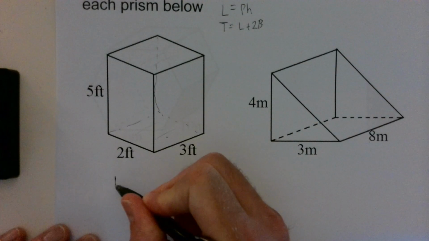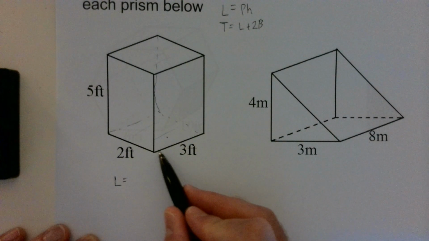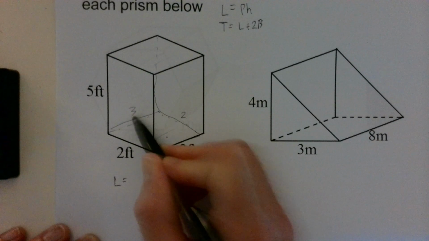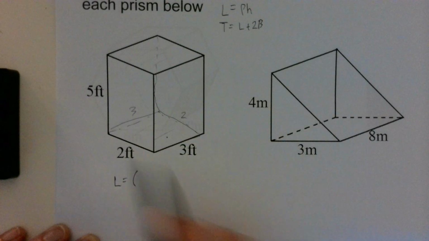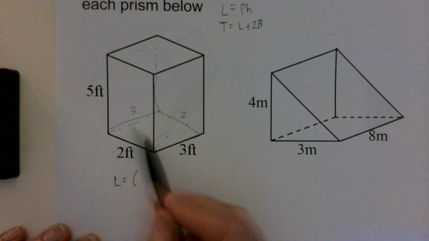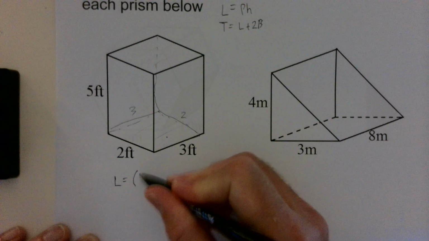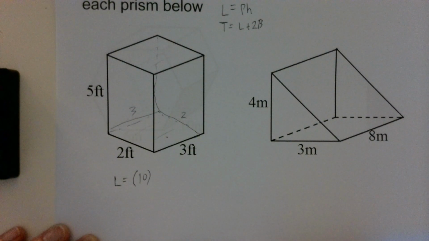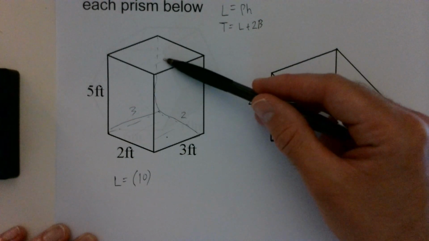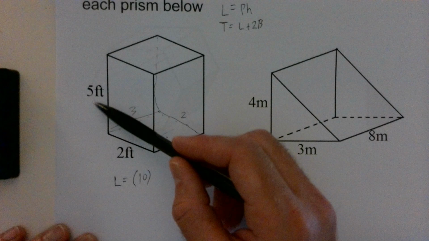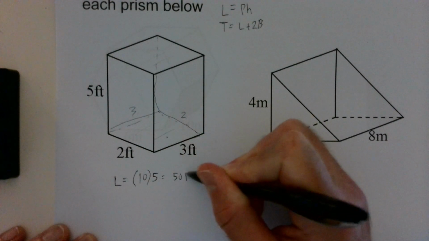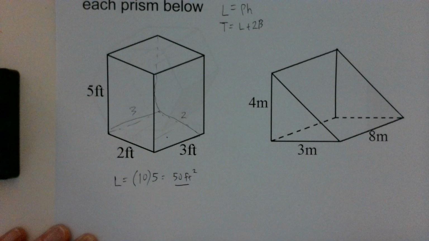So for lateral, I need to do the perimeter of my base, which is this rectangle down here. That'd be 2, that'd be 3. So the perimeter of the base is going to be 2 and 3 and 2 and 3. So together that makes 4 plus 6 is 10. So that's my perimeter. And then the height of my prism, if I chose this to be my base and this for my base for this rectangular one, the distance between them is going to be 5. So that's just going to be 50 feet squared. We're still looking at area, still have to have square units.